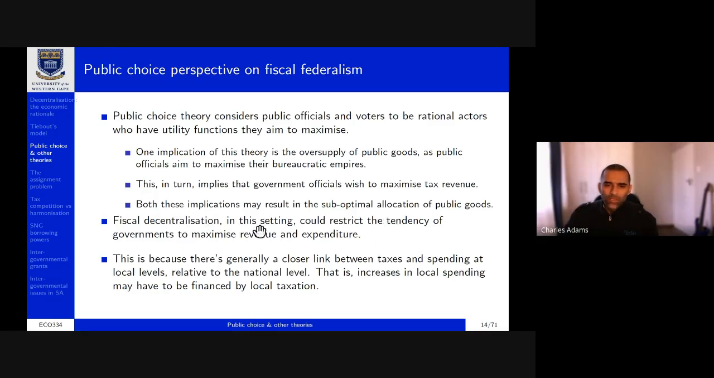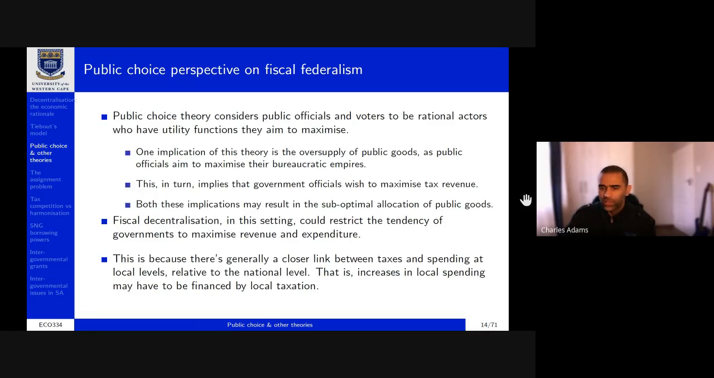Right, and there are other ways in which you can ascribe this description to the South African context as well. Fiscal decentralization in this setting could restrict the tendency of governments to maximize revenue and expenditure, again, in part due to competition across jurisdictions, and in part due to greater accountability to the citizens who are the beneficiaries of the goods and services that government is providing. And this is because there's generally a closer link between taxes and spending at local levels, right?